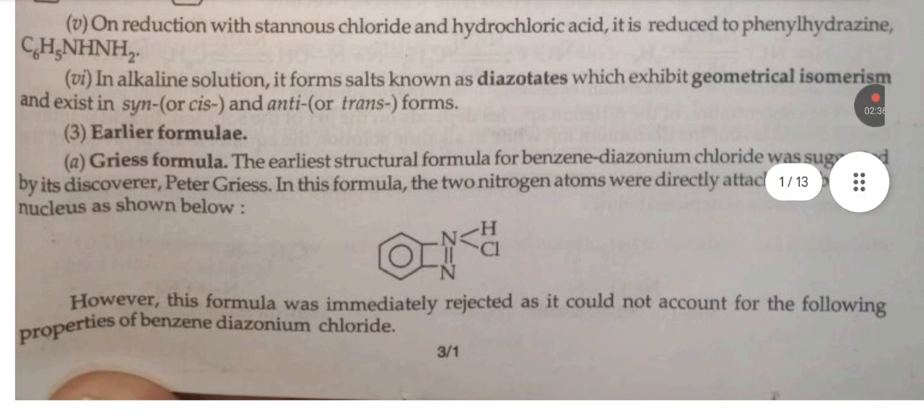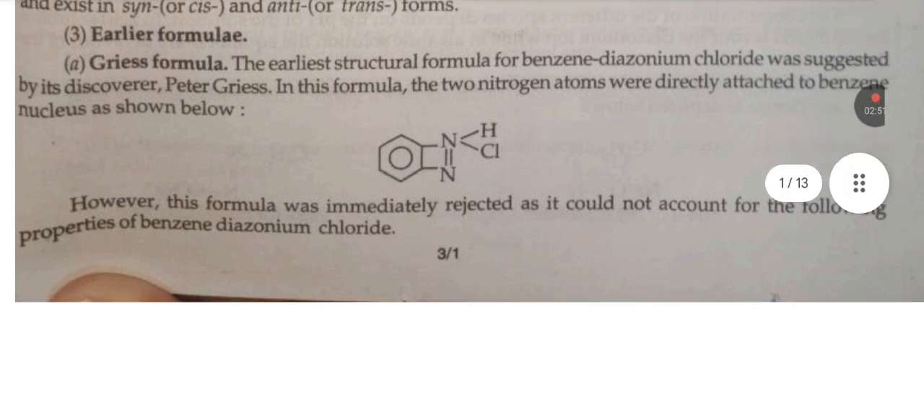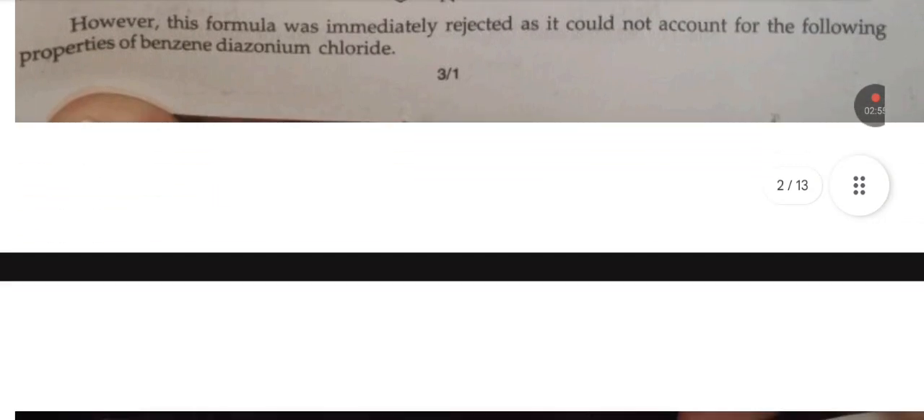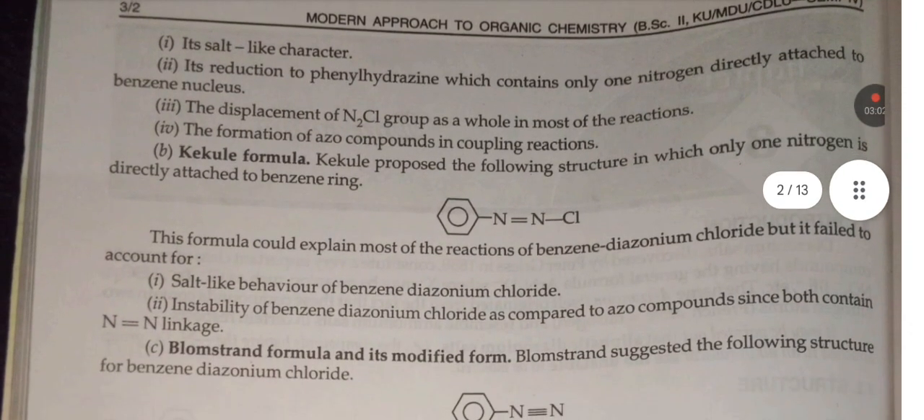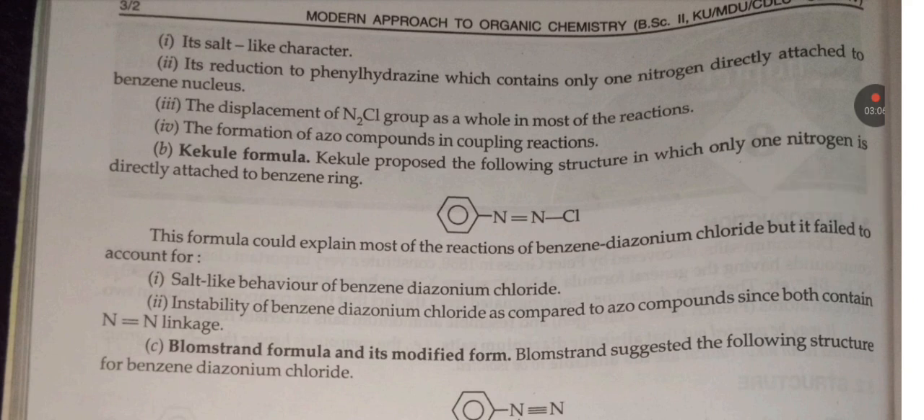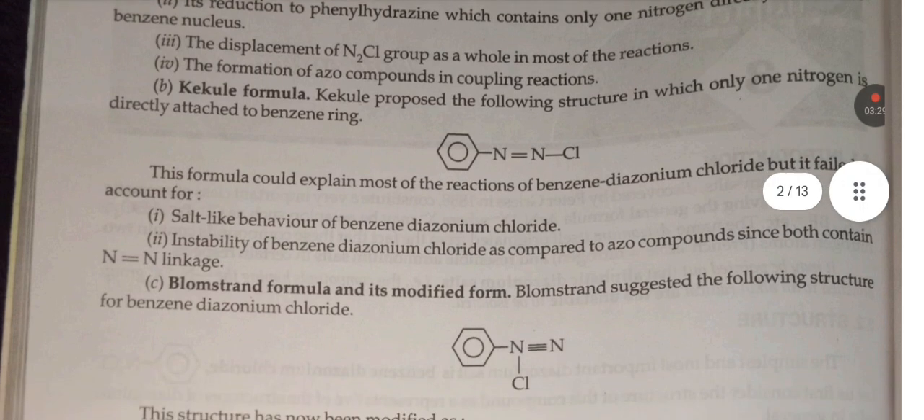Griess formula: the earliest structural formula for benzene diazonium chloride was suggested by the discoverer Peter Griess. In this formula, the two nitrogen atoms were directly attached to the benzene ring as shown. However, this formula was immediately rejected as it cannot account for the following properties of benzene diazonium chloride. First, its salt-like character. Second, its reduction to phenylhydrazine, which contains only one nitrogen directly attached to the benzene nucleus. Third, the displacement of the N2Cl group as a whole in most of the reactions. Fourth, the formation of azo compounds in coupling reactions.